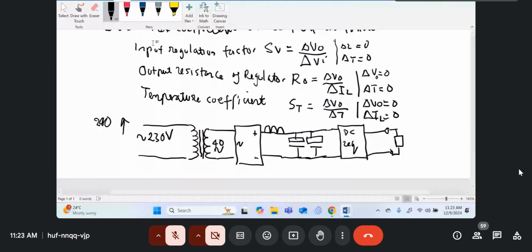So let's do this simple problem. If you can do this, you'll get 10 out of 10 for this question.